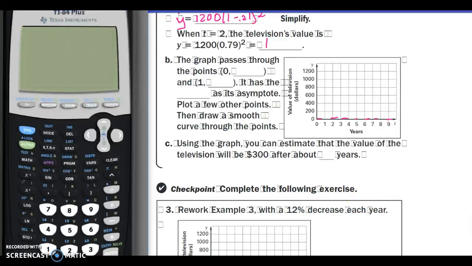Okay, so I suggested you graph this on the calculator and I started to show it to you, so I'm just going to finish that up. Here is the graph on the graphing calculator. I want you to look at this window. I set it to match the window on the paper.